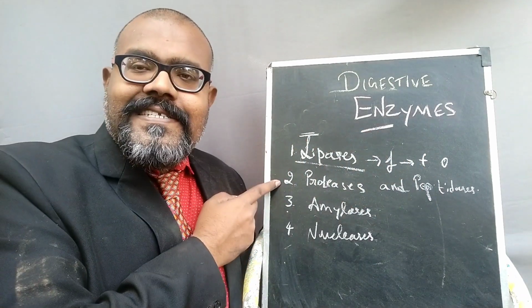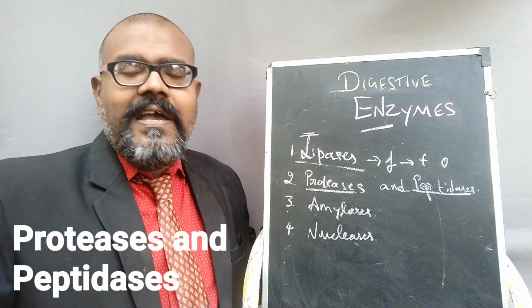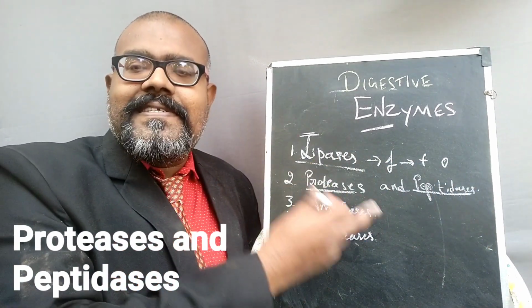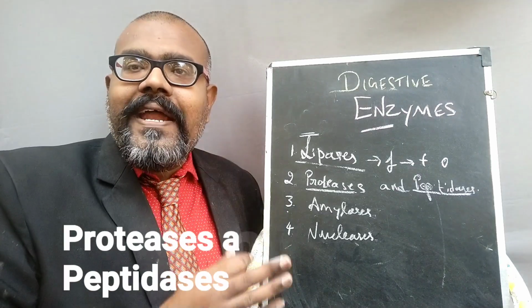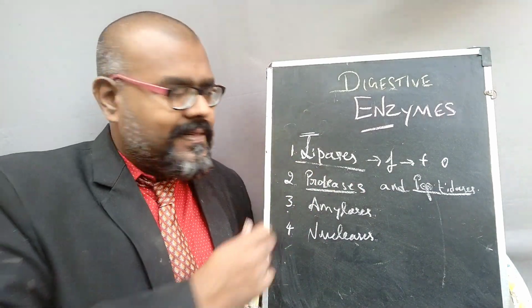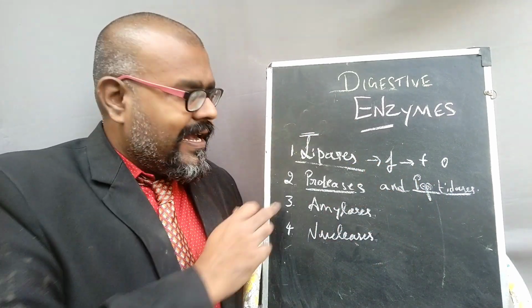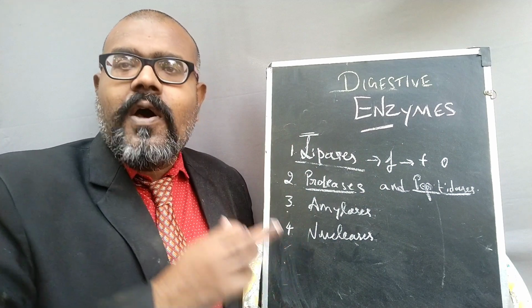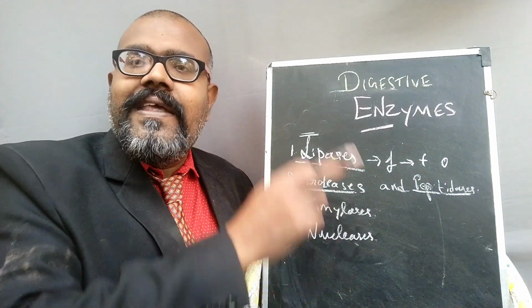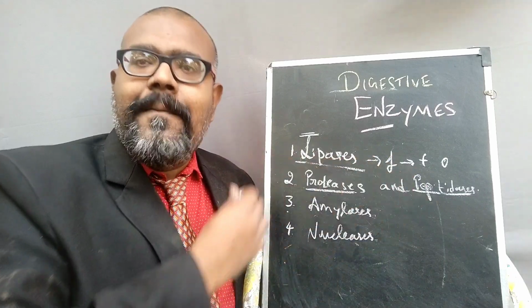Then the next enzymes are proteases and peptidases. These are purposely for breaking down proteins into small peptides and amino acids. Both of these enzymes target proteins, which are turned into small peptides and amino acids.